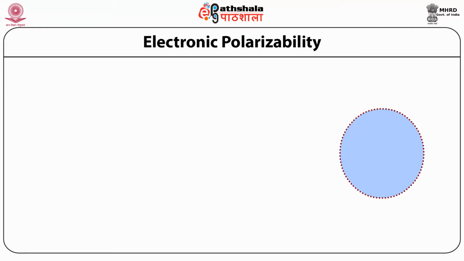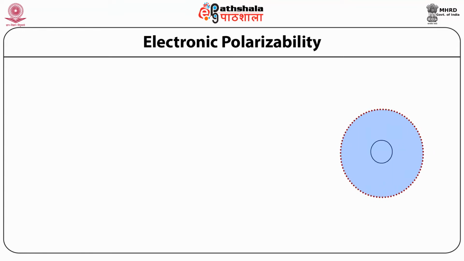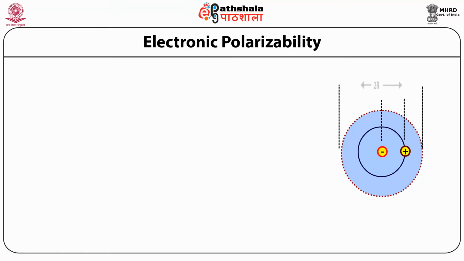So the first is electronic polarizability. To achieve this, let us imagine an atom as a perfect sphere having plus Ze charge at the center of the nucleus and an equivalent minus Ze charge of electrons around it. This resembles the figure shown on the left hand side. Here capital R is the radius of the atom. You can see the schematic for the electronic polarization.